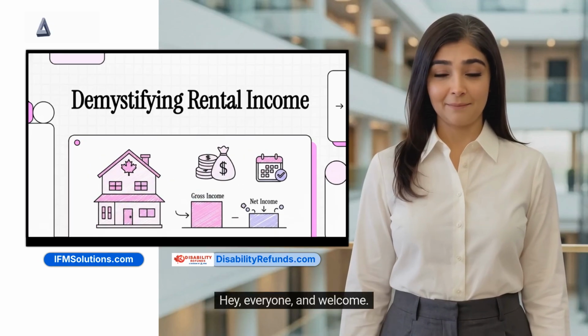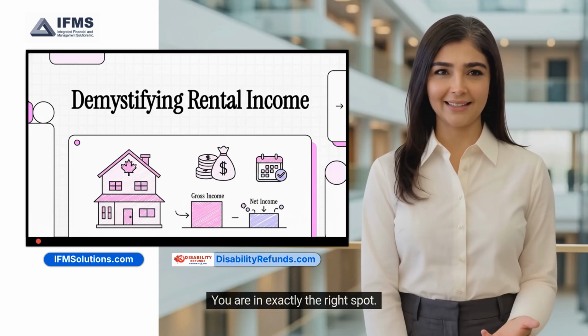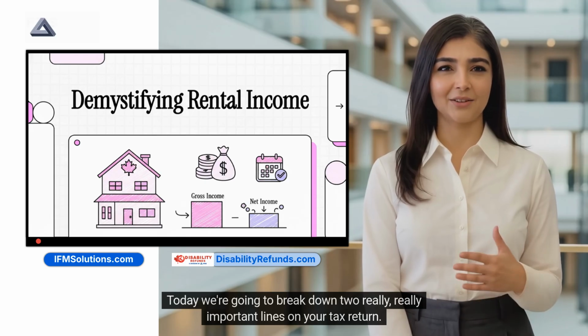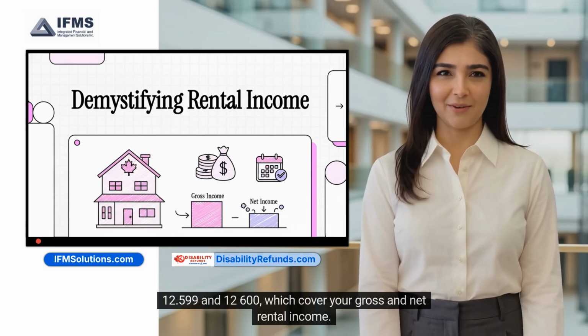Hey everyone, and welcome. So, you're earning some money from a rental property here in Canada. You are in exactly the right spot. Today, we're going to break down two really important lines on your tax return: 12599 and 12600, which cover your gross and net rental income.